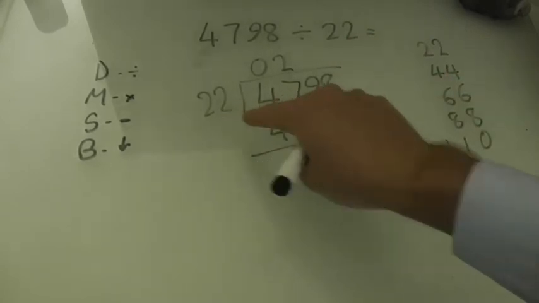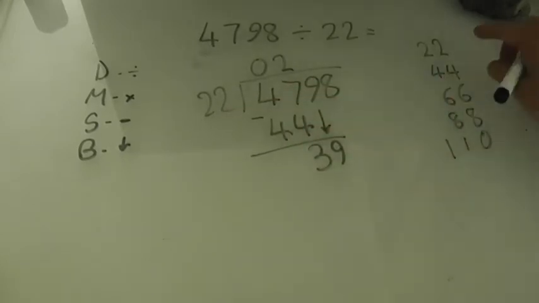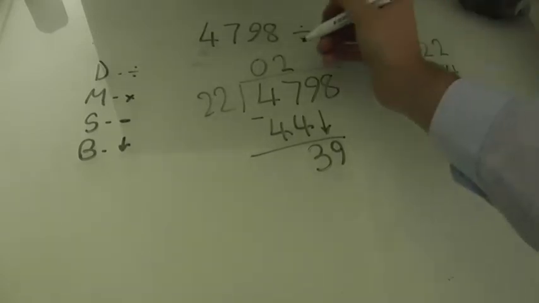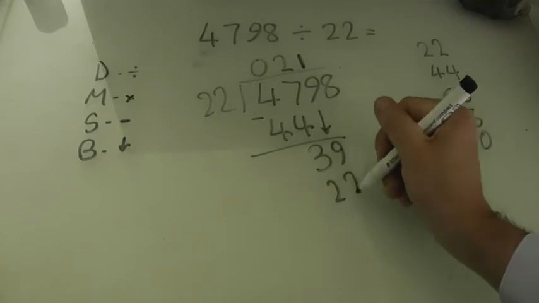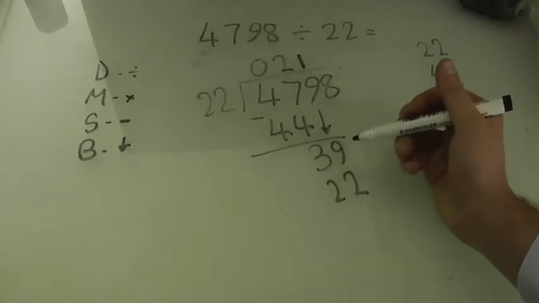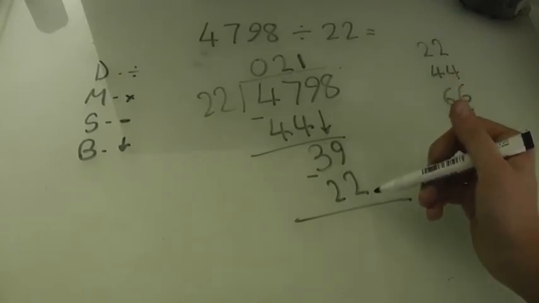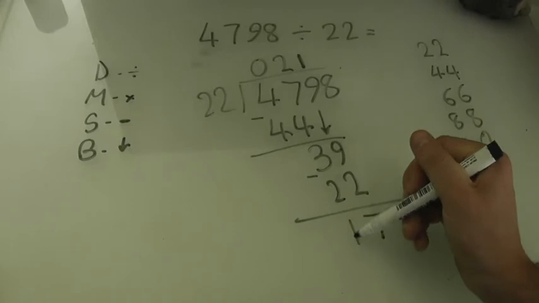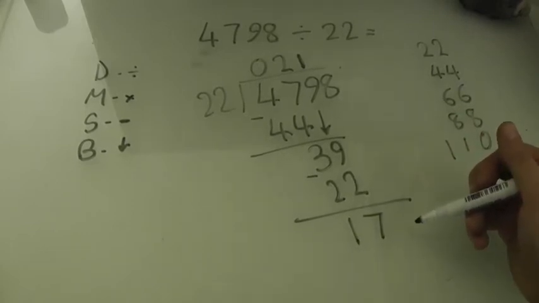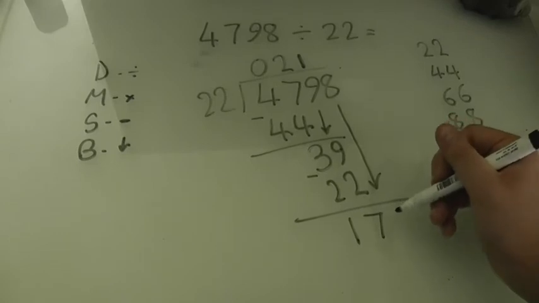So now we need to see how close we can get to 39. So how many 22s go into 39? 1. Look, 44 is too big. So we've got 1. So we put our 1 at the top, we write our number underneath exactly the same as before. We subtract, so we do 9 take away 2, which will give us 7, 3 take away 2, which will give us 1, and we bring this number down.